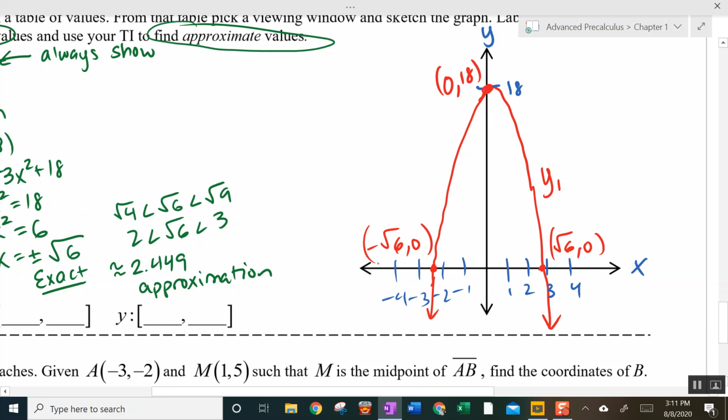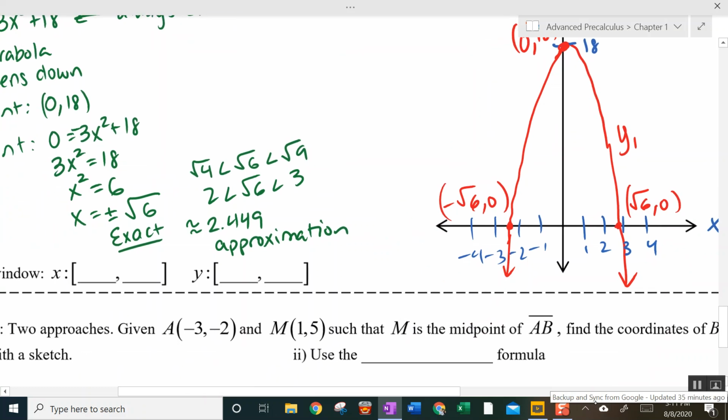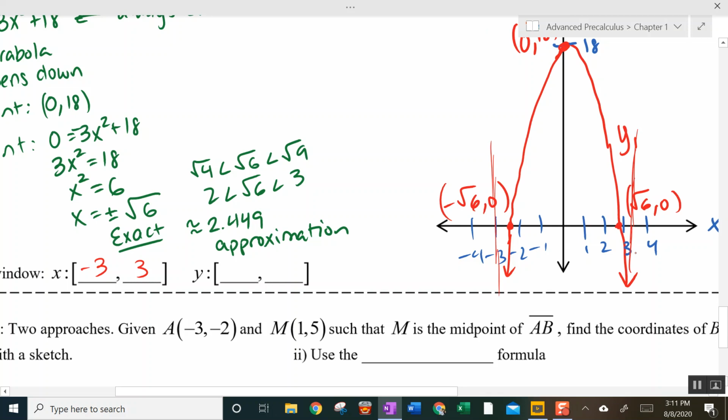An appropriate window, if this is done on your graphing calculator, it looks like we went from negative 3 to 3 on the x. And again, if I was going to cut it off, I'd cut off about there and about there. So negative 3 to 3, and then maybe from negative 5 to 20 would be an inclusive window so we could see that entire graph.